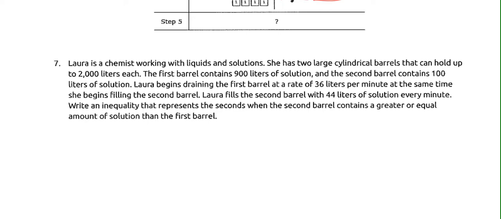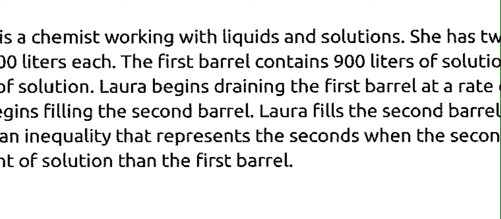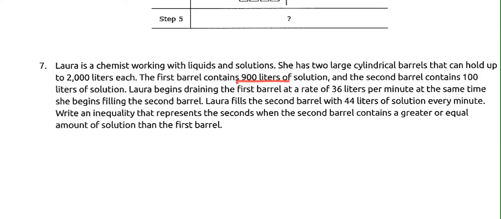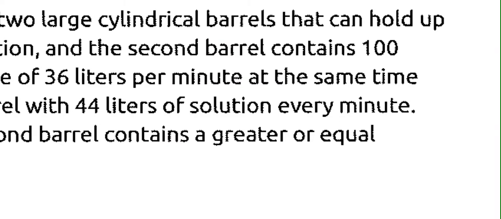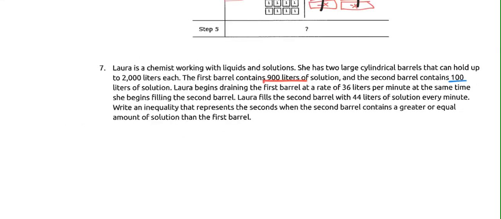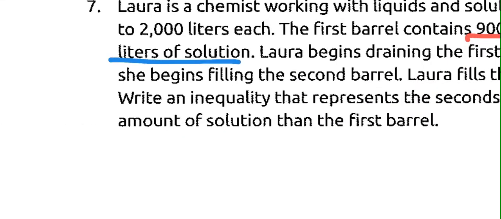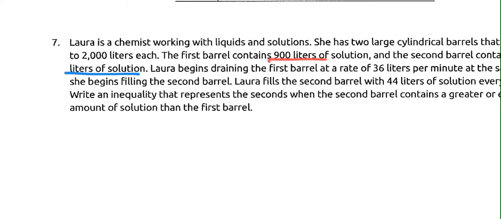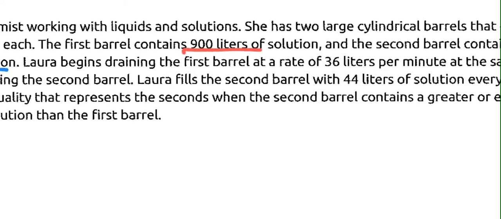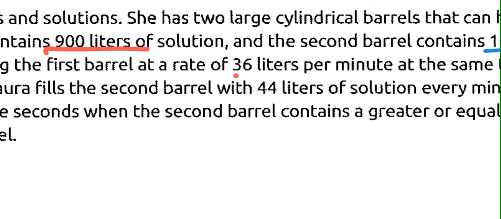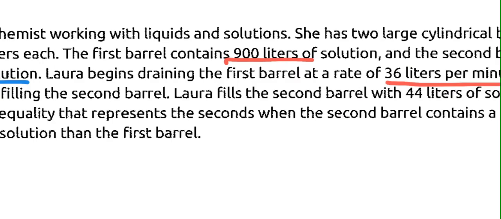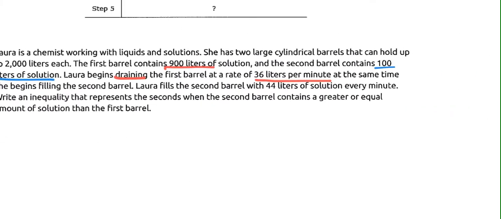So here's what we're going to do: go through and start marking stuff. We're talking about the first barrel, so I'm going to do the first barrel in red. It contains 900 liters of the solution. And then the second barrel is 100 liters of the solution, so I've got my red and my blue. Then Laura begins draining the first barrel, so back to red, at a rate of 36 liters per minute. Because she is draining it, we're going to be talking about subtraction on this one.